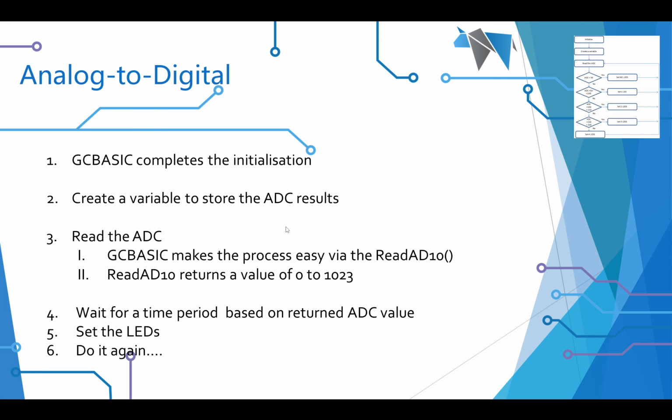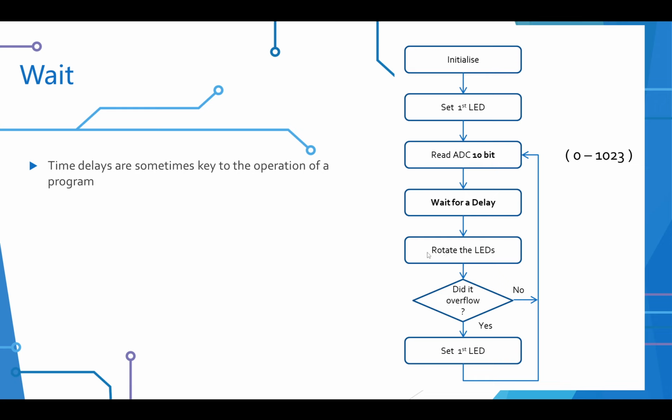So we're going to complete the program and we're going to use the ADC. And so what happens is the program is going to initialize the chip. We're going to create some variables, more specifically the ADC results. We're going to read that ADC and we're going to use a larger range, read AD10, which is a range of 0 to 1023. So read AD10 is a larger range, 10 bits. We're going to wait for a period of time based upon the ADC value. Set the LEDs and do it all again. And it looks like this in terms of a flowchart. And you need this. Waits are quite useful in your program, so it's a good command to know.